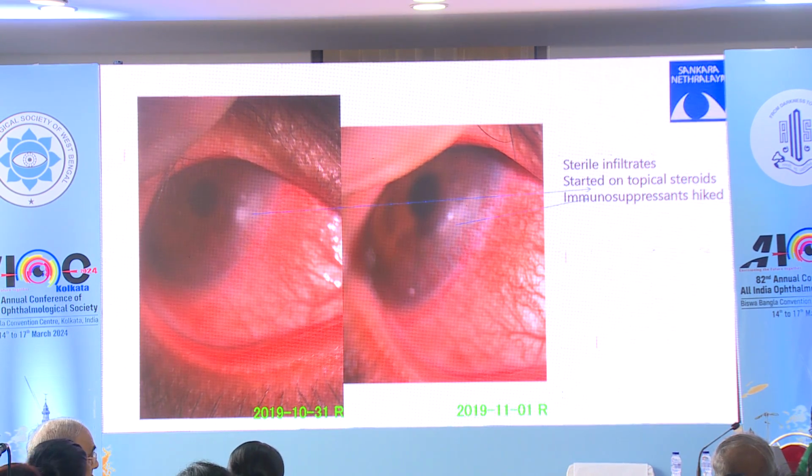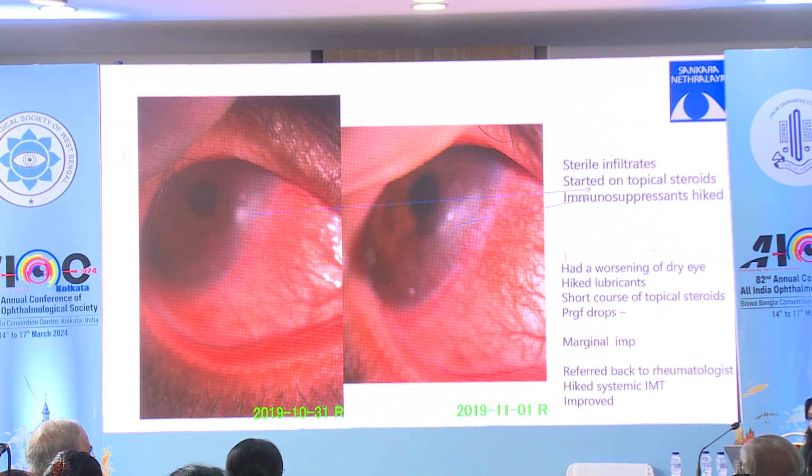She comes with a sterile infiltrate and a little bit of a thinning. Again, hiked up the systemic medications along with topical steroids to control the inflammation. She was stable for almost 2 years, and then she comes with a worsening. So we've already done everything from the eye point of view. The puncta is blocked, drops are on, topical cyclosporin is on, she is on systemic medication, and then she comes with a worsening of her dry eye.